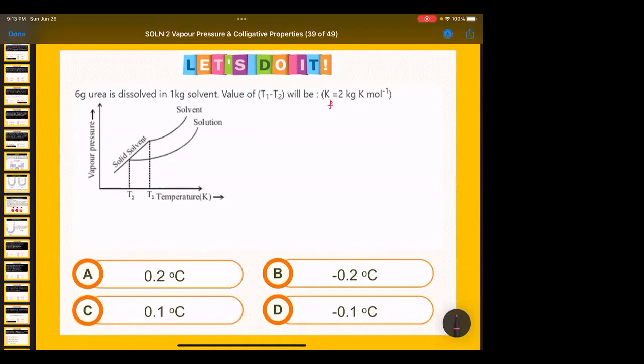Kf is 2 Kelvin kg per mole, right? And what is the value of T1 and T2? A difference, right? You need to tell me the difference. So we have to find the formula: delta T is equal to m into Kf, right? Exactly. The freezing point depression delta Tf will be equal to Kf into molarity.